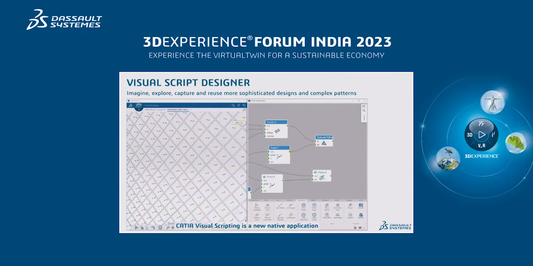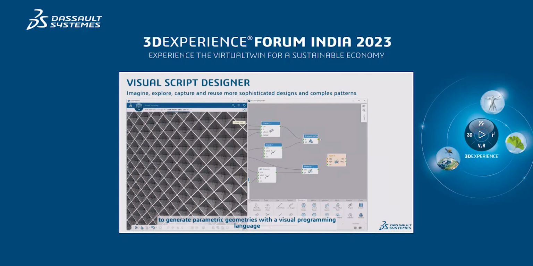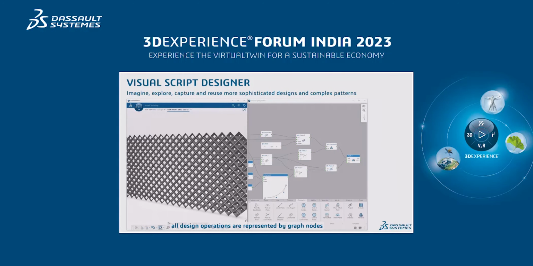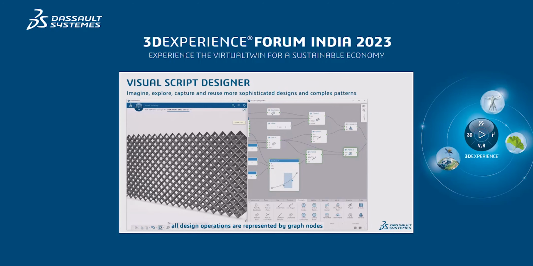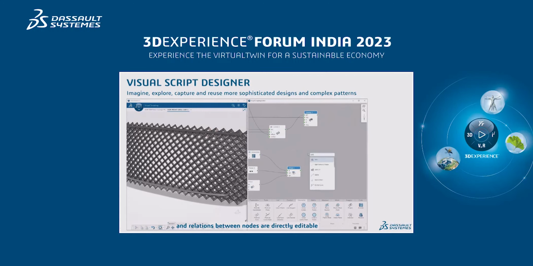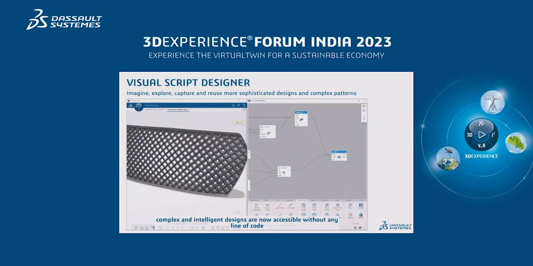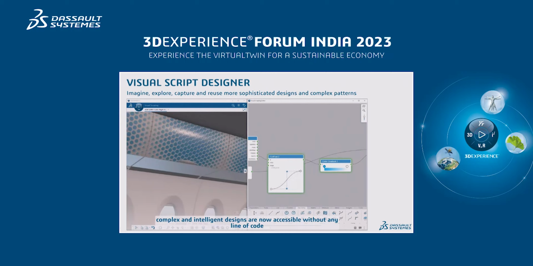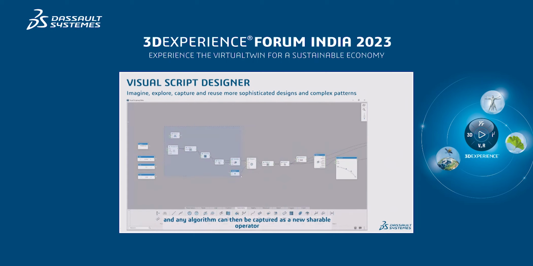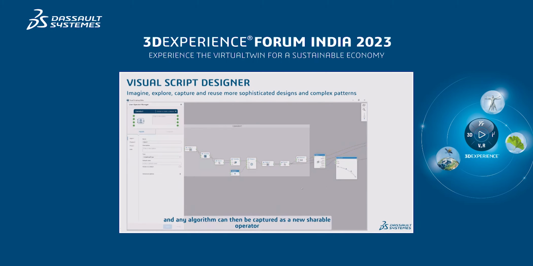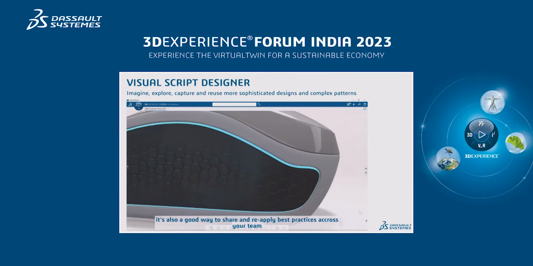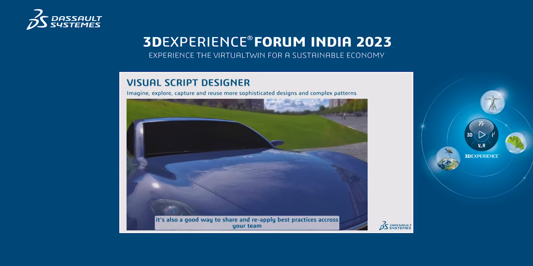CATIA Visual Scripting is a new native application to generate parametric geometries with a visual programming language. All design operations are represented by graph nodes, and relations between nodes are directly editable. Complex and intelligent designs are now accessible without any line of code. And any algorithm can then be captured as a new shareable operator and reused to speed up next design projects. It's also a good way to share and reapply best practices across your team.